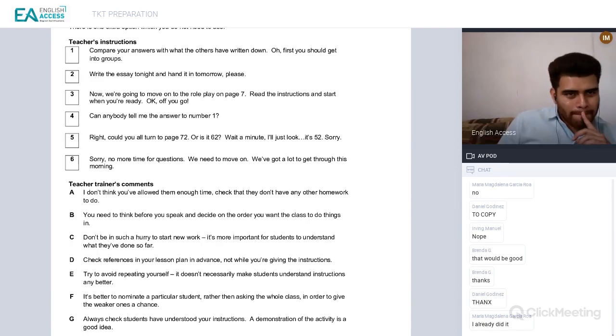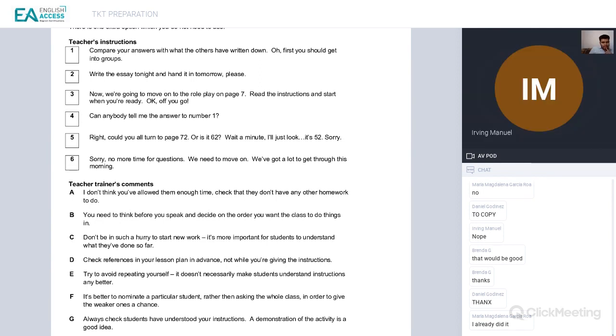Teacher's instructions? Just read the first one. Okay, number 1: compare your answers with what the others have written down. Oh, first you should get into groups. Ugh, very ugly instructions. Now, what do you think the teacher trainer might say to this teacher?